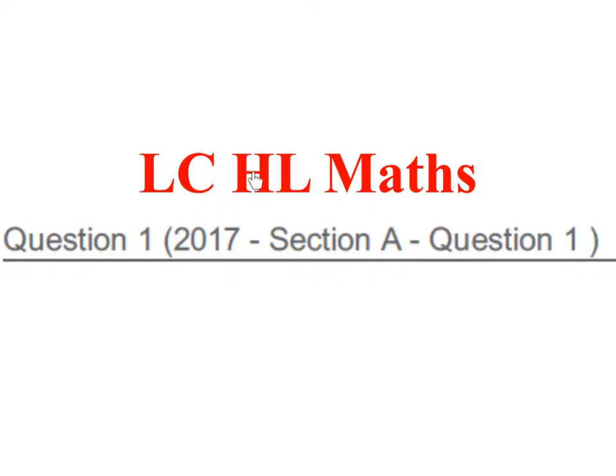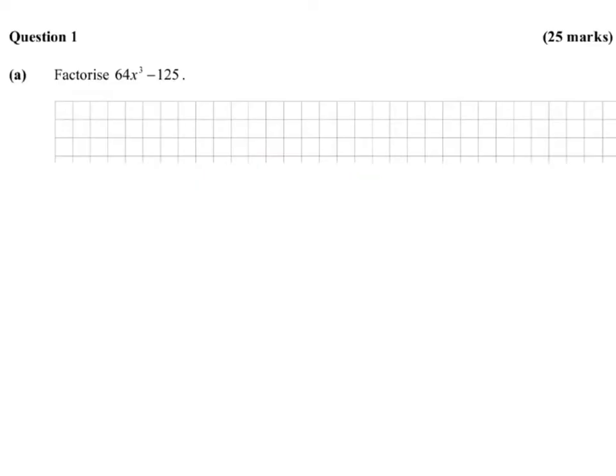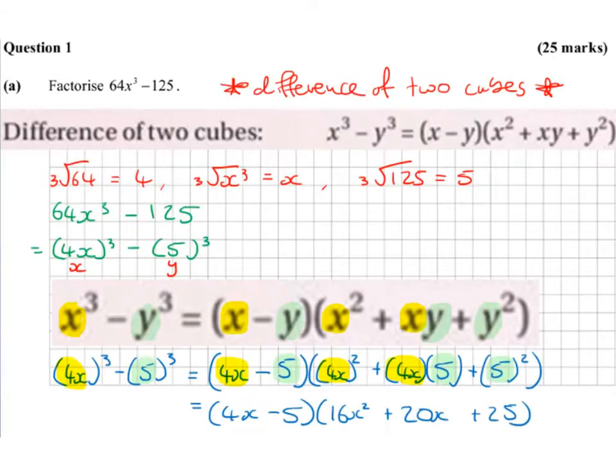Leaving Cert Higher Level Maths, Exam 2017, Question 1, Section A. Factorise 64x cubed minus 125. So what we have to do here is get the difference of two cubes. So we're going to factorise using the difference of two cubes method, and that's because we have a cube number, a minus, and a cube number.